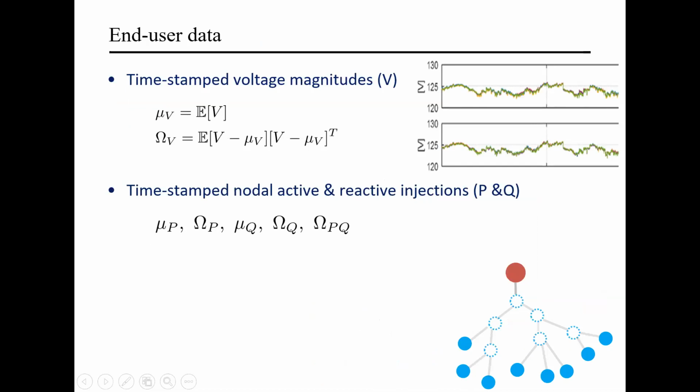But more importantly, since you have both voltage and injection data, you can also compute cross covariances. So you can look at how the voltage at one particular node changes with respect to the injections at some other node, either near or far, but among the observed nodes in the system. So can you use this data then to learn the structure of the system, assuming that the system is radial, which is true for the majority of distribution grids?